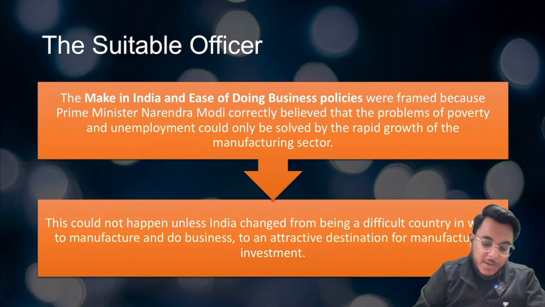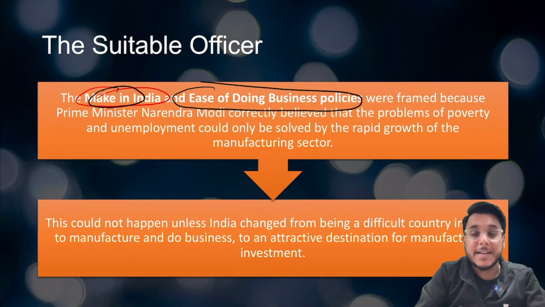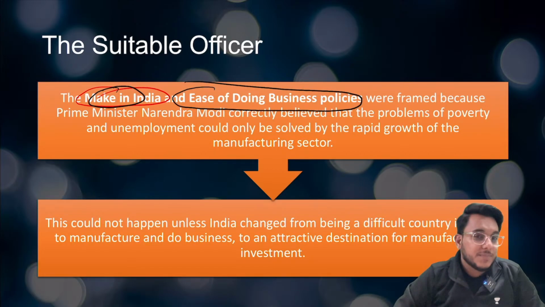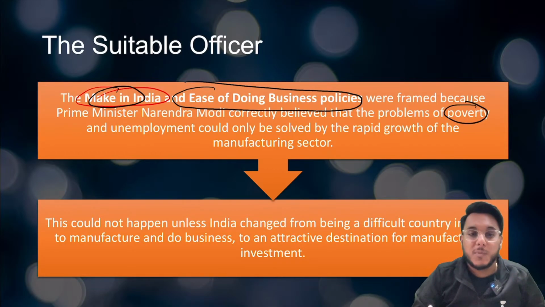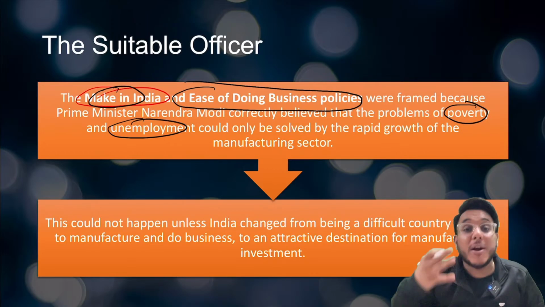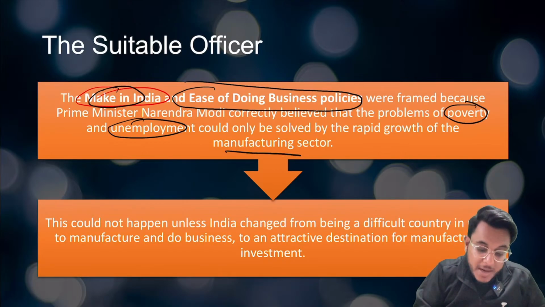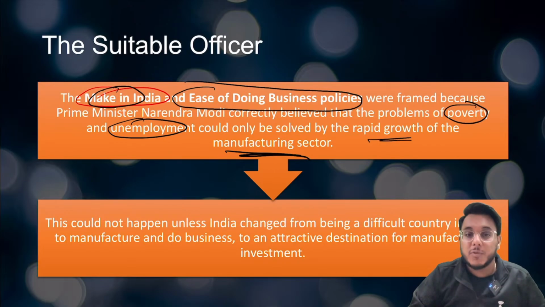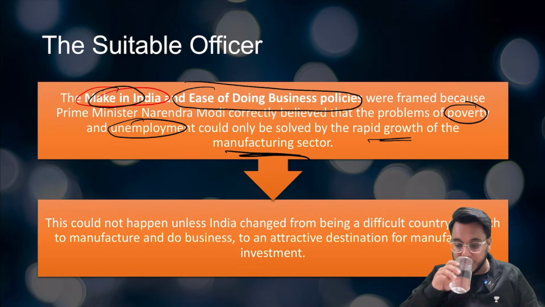See this particular thing, that we have come out with the Make in India project. We have also focused on the ease of doing business index and ease of doing policies. Basically, the prime minister believed that the problem of unemployment can only be solved by generating more and more employment, and that more employment needs to be generated by roping in the manufacturing sector. So by the growth of the manufacturing sector, unemployment can be reduced and the problem of poverty can be solved.